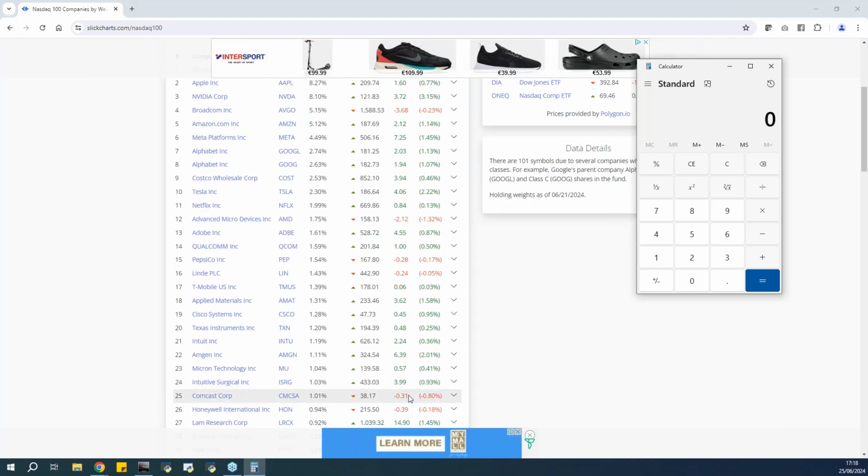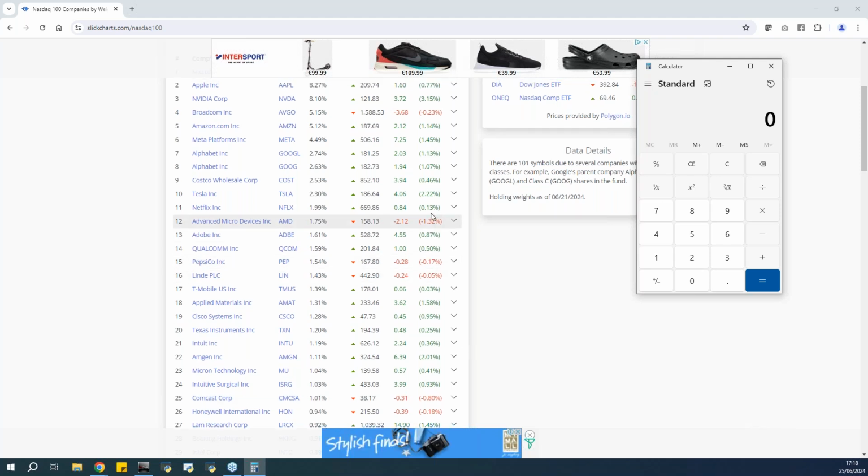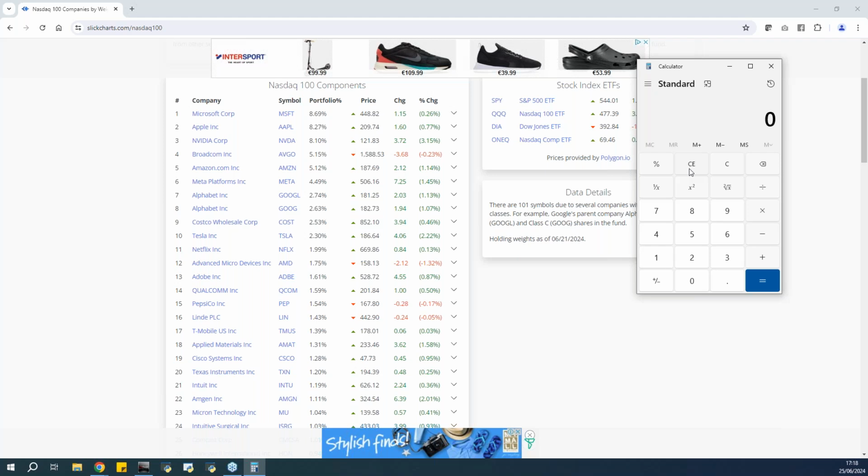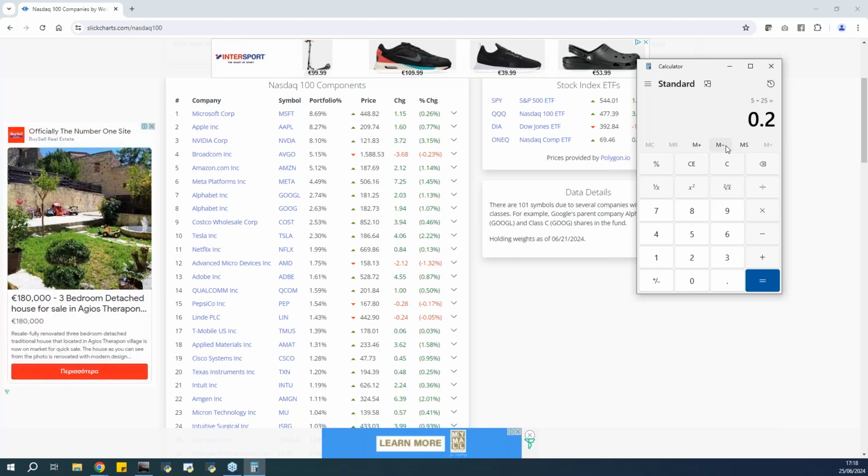From the top 25, ladies and gentlemen, we have a decline here. So 1, 2, 3, 4, 5. So we've got 5 stocks which are declining from 25. So we have 80% of the NASDAQ's most influential stocks increasing in value. Okay, so you can see exactly how this is helping us.